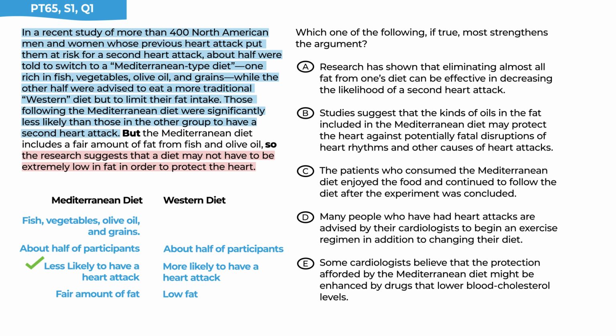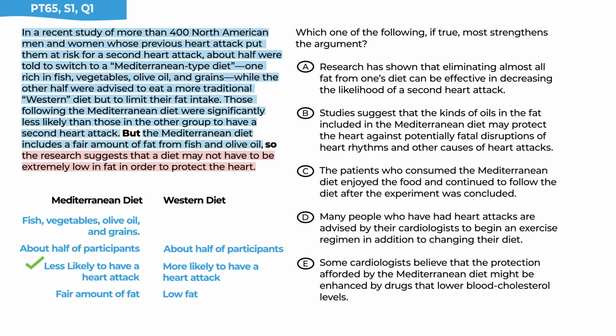Now, the last premise says that the Mediterranean diet includes a fair amount of fat from fish and olive oil. Right? So there's that contrast being set up between the Western diet, which in this case was being modified to be low fat, and the Mediterranean diet, which is just naturally more high in fat. So if we come back to the conclusion, it says that the research suggests that a diet may not have to be extremely low in fat in order to protect the heart.